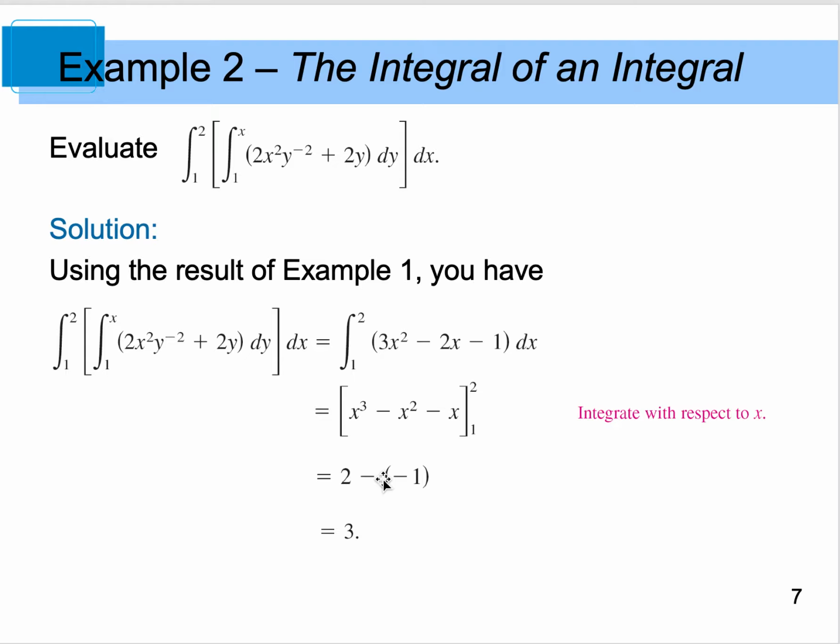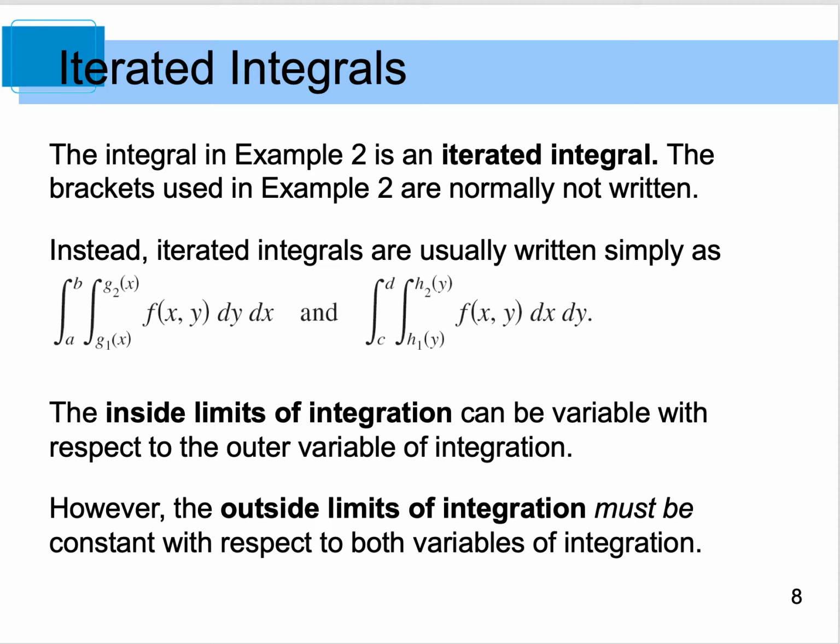So we wind up at a numerical answer because we went from a function of 2 variables to 1 variable because we treated a variable as a constant. And then we applied the fundamental theorem to get the number. So integrals like this are called iterated integrals. We typically use brackets like we're seeing in the previous example, but not always. So sometimes it can just have 2 integrals in front of it. The inside limits can have a variable in them because that's telling me what to hold as a constant. But the outside limits must be constants with respect to both variables of integration.